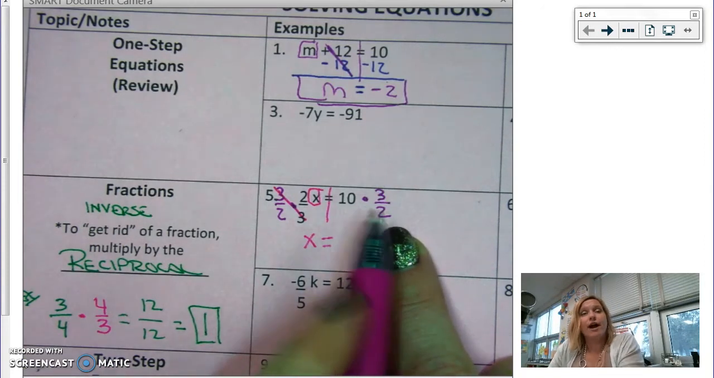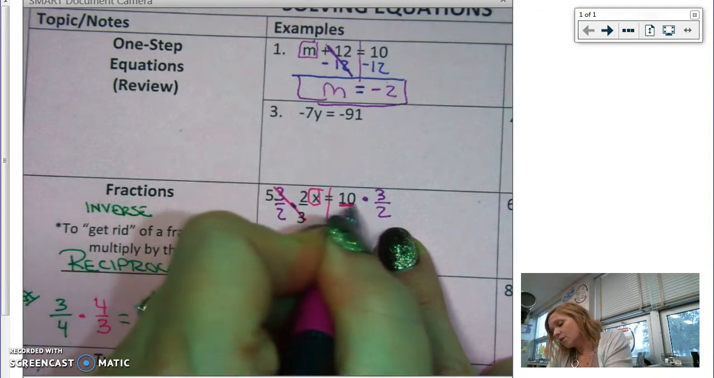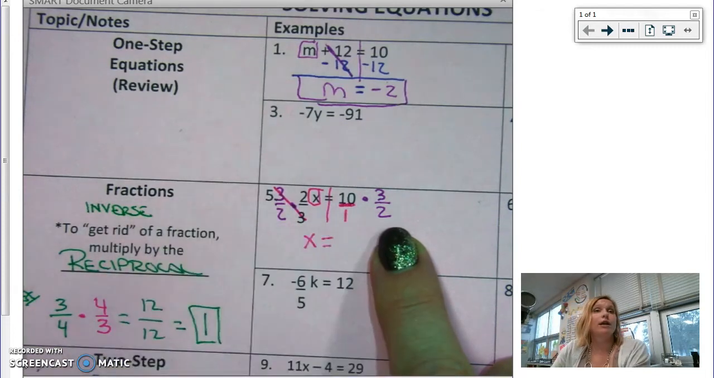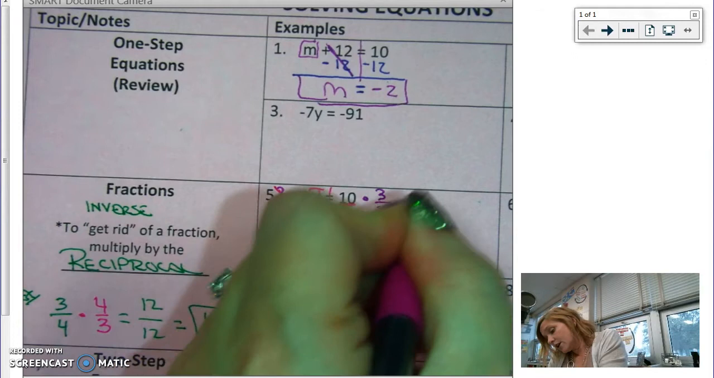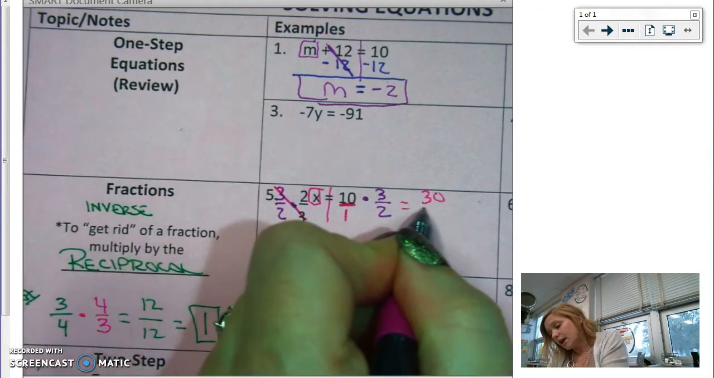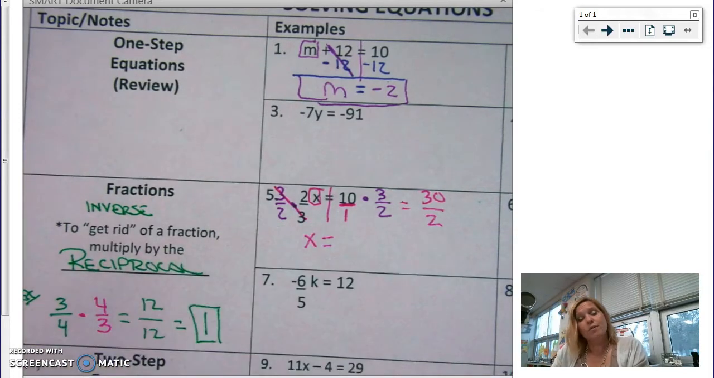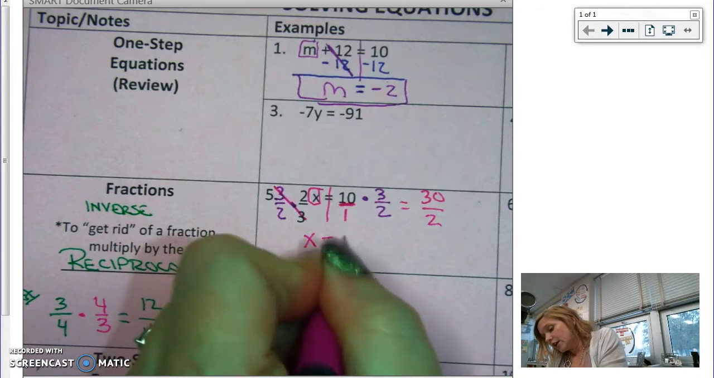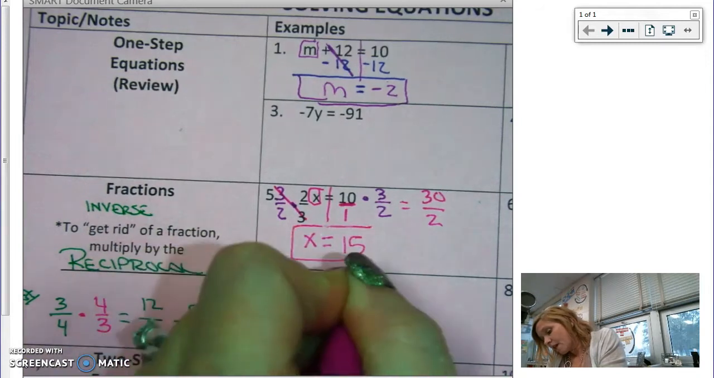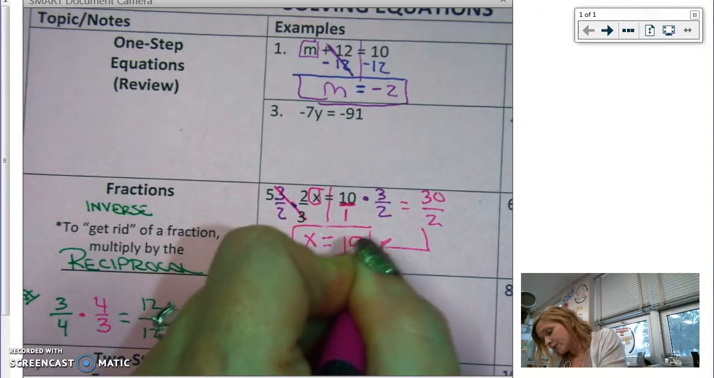So in order to multiply fractions, we need to make them both fractions. We make anything a fraction by putting it over 1. And then we just multiply numerators and multiply denominators. 10 times 3 is 30. And 1 times 2 is 2. So my answer would be 30 over 2, but is that in simplest form? No, we could divide. So 30 divided by 2 actually equals 15. And there is our answer.